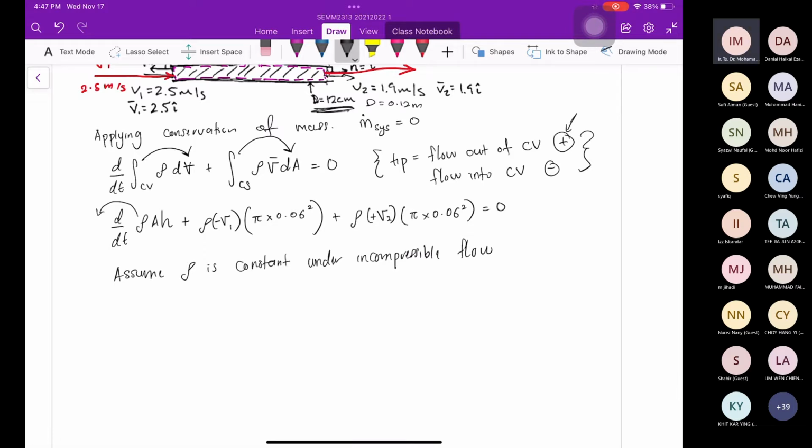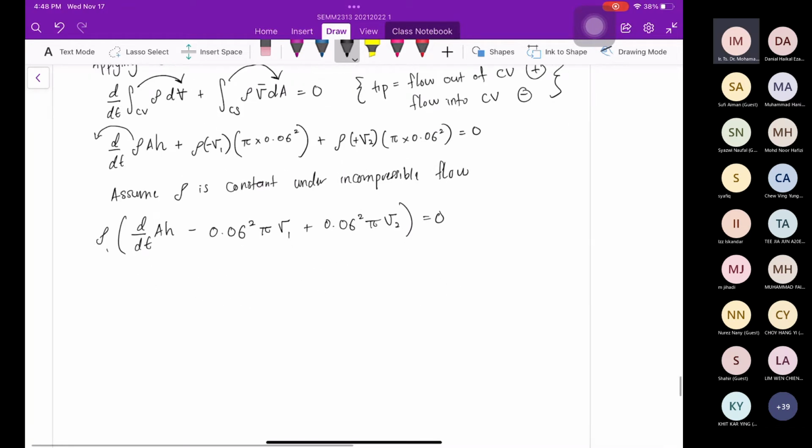Then you factorize the density, and you will get d over dt of AH minus V1 pi 0.06 squared, rearranged nicely, pi 0.06 squared V1, plus 0.06 squared pi V2 equal to 0. So you move this one to the right, and it cancels.